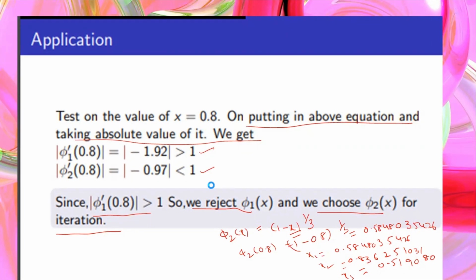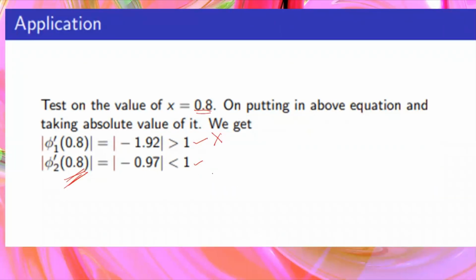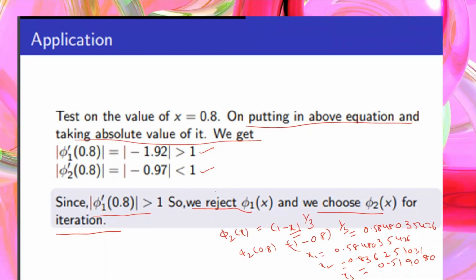So when the problem is given, what you have to do is take all possible combinations for your x, take some initial approximation and substitute it, and check whether the derivative is less than 1 or greater than 1. If it is less than 1, then the root will converge rapidly.